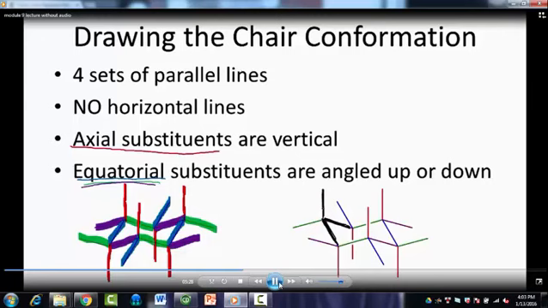Notice also the axial substituents alternate. If it's up on one carbon, it's down on the next, up on the next. So there, the two bonds that I just highlighted, they make a point that goes down. So the axial substituent on that carbon is going to go down.